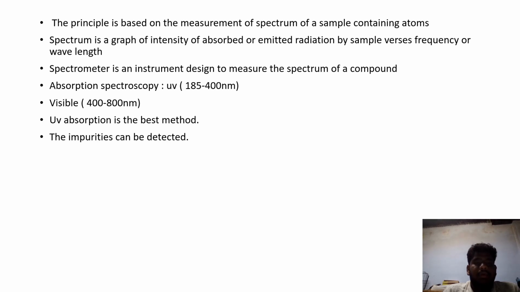The principle is based on the measurement of the spectrum of a sample containing atoms. Next point, a spectrum is a graphical representation of the intensity of radiation absorbed or emitted by a sample versus frequency or wavelength. Next point, a spectrometer is an instrument designed to measure the spectrum of compounds. Next point, absorption spectroscopy: UV 185 to 400 nm. Next point, visible 400 to 800 nm. Visible absorption is the best method. Next point, impurities can be detected.